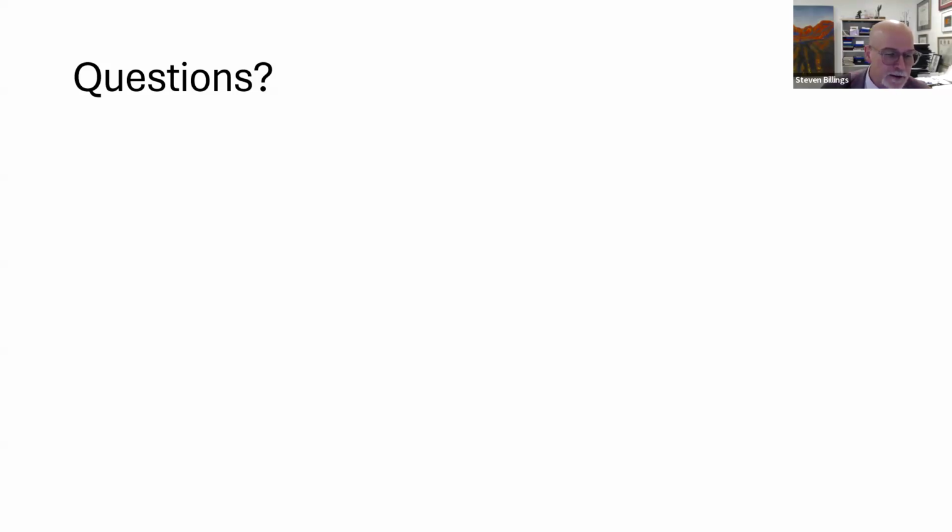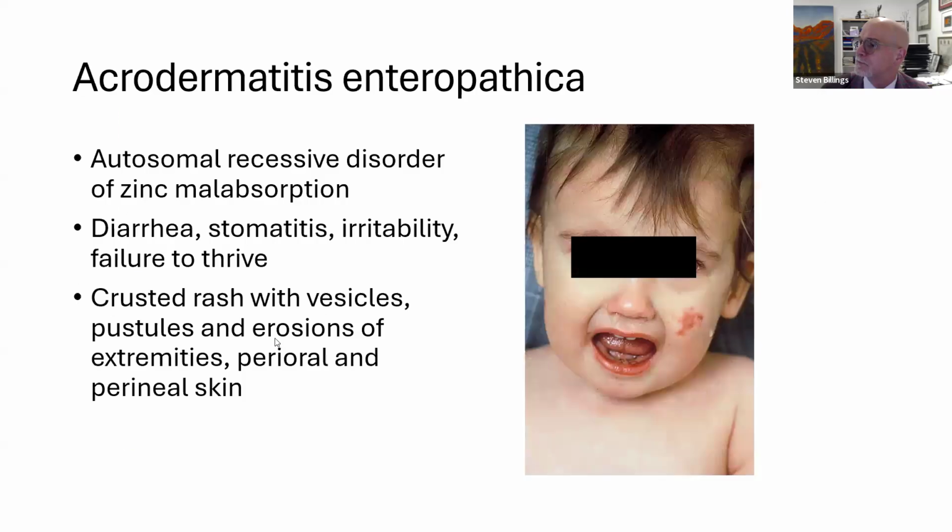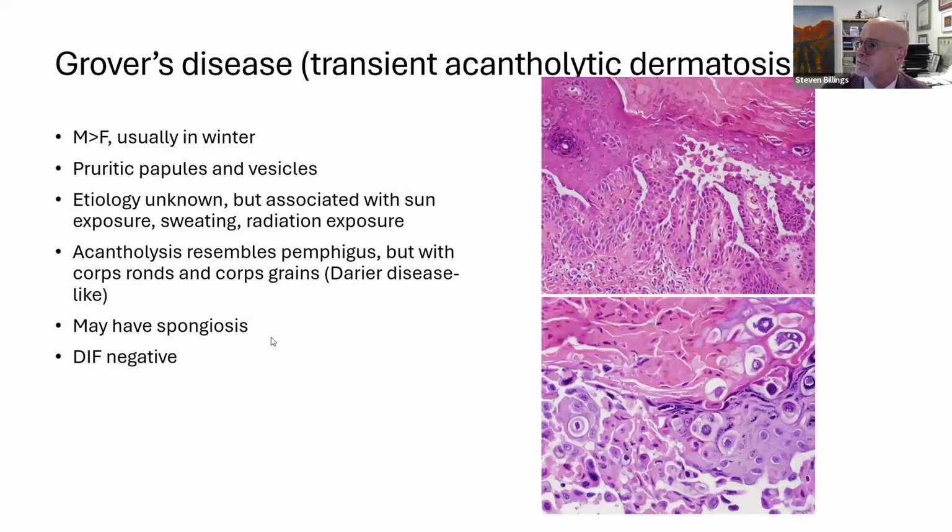Okay, so let me go back. All right, corps ronds and corps grains. You have these abnormal dyskeratotic keratinocytes that are round. That's what we mean by corps ronds. And the corps grains, we get these abnormal dyskeratotic keratinocytes that look sort of like plump rice grains, like here up in the granular layer. So this would be the corps rond, or the weird round keratinocytes. And these are the unusual sort of flattened or rice grain-like keratinocytes.